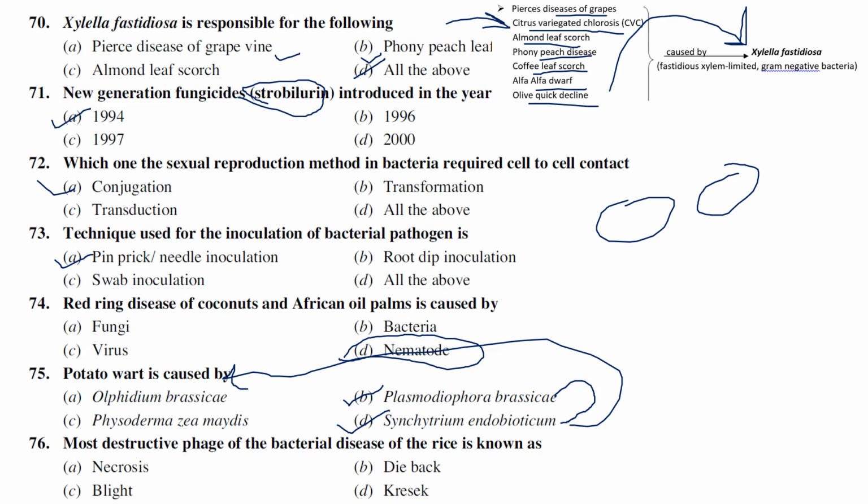Most destructive phase of the bacterial disease of rice is known as necrosis, dieback, blight, kresek. So in bacterial leaf blight of rice, which is caused by Xanthomonas oryzae pv. oryzae, the kresek phase is the most dangerous and destructive phase. Kresek phase is also known as the wilt phase.